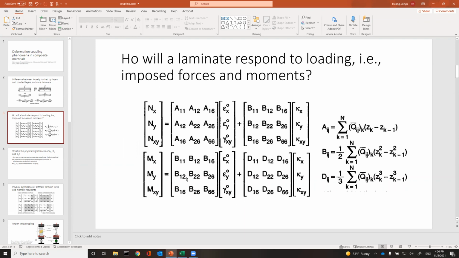In this case, the B matrix multiplied by the extension strain gives you the bending moment. So these terms, the B matrices, basically capture the interaction between in-plane extension and out-of-plane bending and twisting. So that's the coupling term for that.